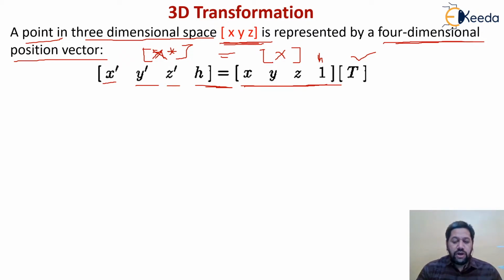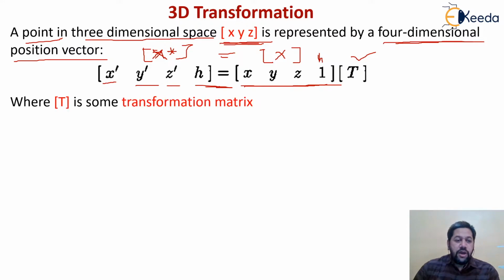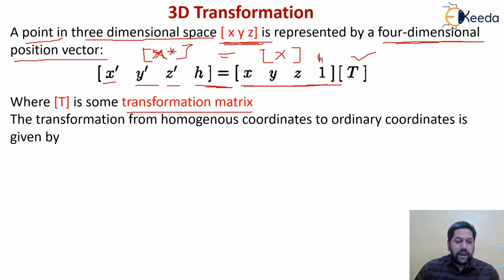Let us continue our discussion here. Just now we have seen that t indicates the transformation matrix. To indicate the transformation matrix I'm using, for translation I will use the translation matrix, for rotation I will use the rotation matrix, for scaling I will use the scaling matrix, and so on. The transformation from homogeneous coordinate to ordinary coordinate is given by this: we have added this one, which indicates the h value, and we have represented it here as h, which is equal to 1.